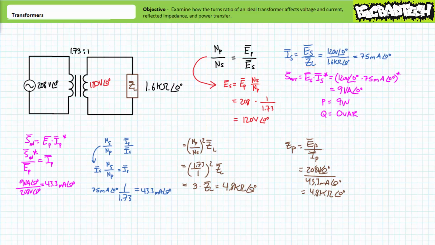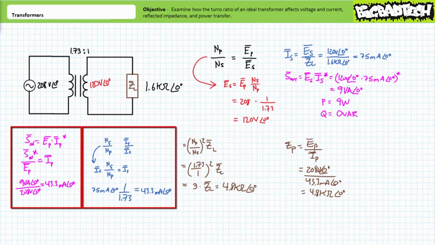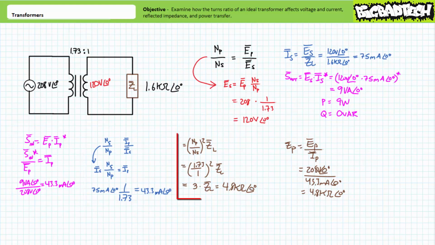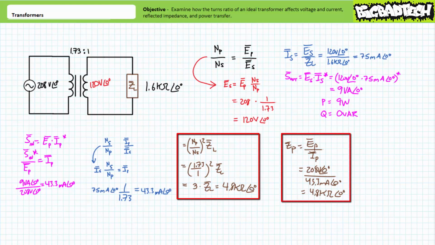Power input would also be 9 volt amperes, all of it being real power. Using either of these power figures, or the inversely proportional relationship of turns ratio and current, we find that the current in the primary will be roughly 43.4 milliamperes. Finally, either the turns ratio squared times load impedance or Ohm's law demonstrate that the source is seeing a reflected impedance of roughly 4.8 kiloohms at an angle of 0 degrees.